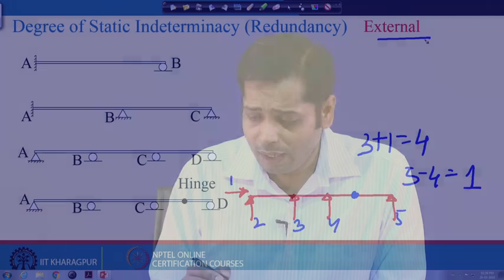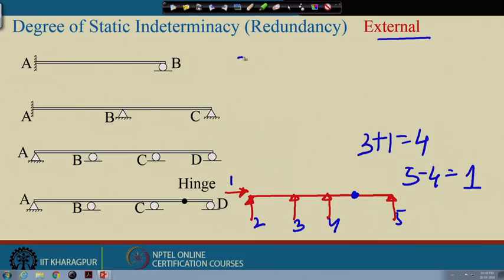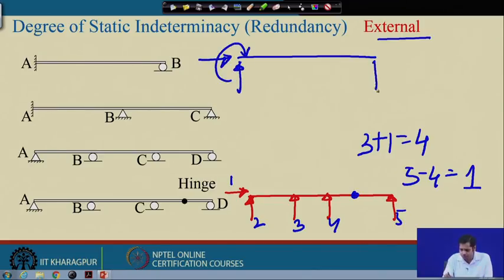Now, you see in this case, why is it called external? Because if we can determine the support reactions, suppose for the first case, these 3 support reactions, then at any point we can determine the bending moment, shear force and axial force. So, internal forces can be determined easily if we know the support reactions. The indeterminacy here is that we cannot determine the support reactions based on the equilibrium equations.